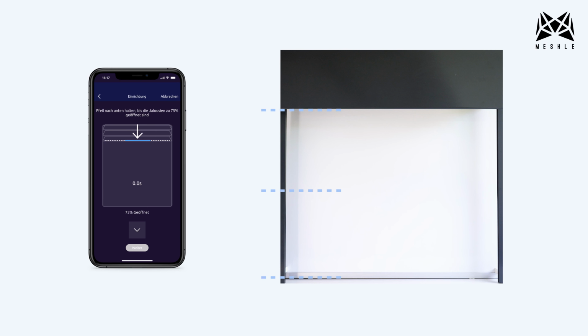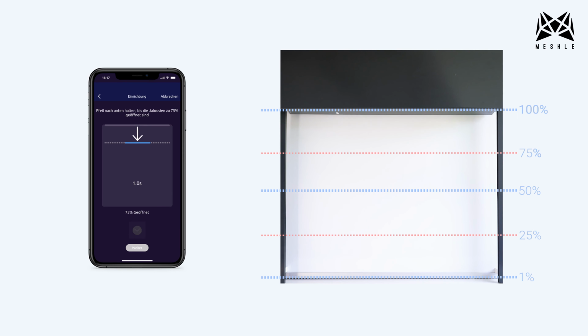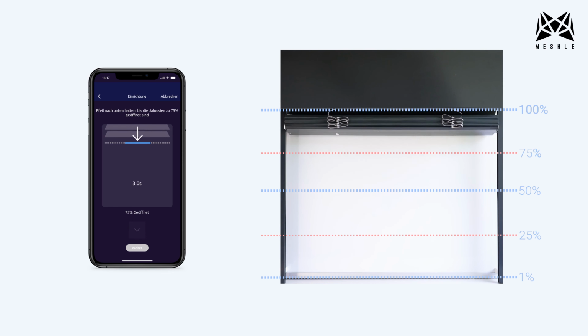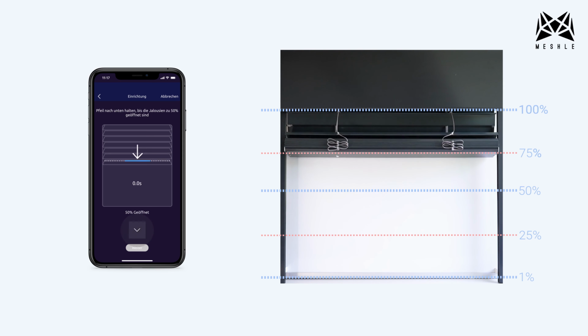Find with your eyes the half of the window and then the middle of the first and second half. Now we have visually divided the window into sections. Press and hold the key until the shutter reaches 75%. Once the shutter has reached the desired position, release the button.